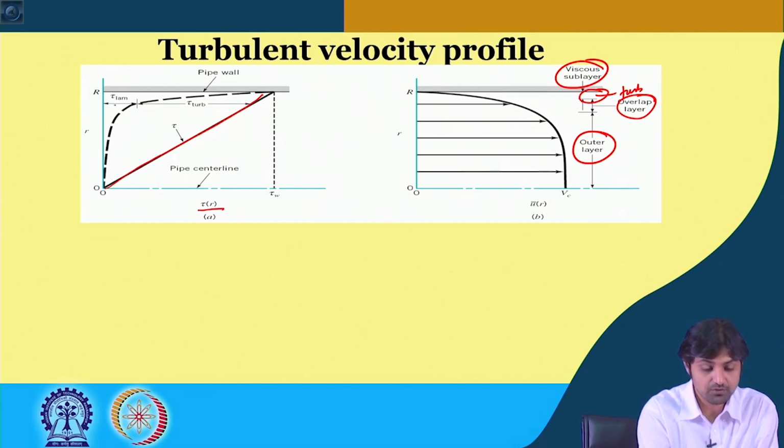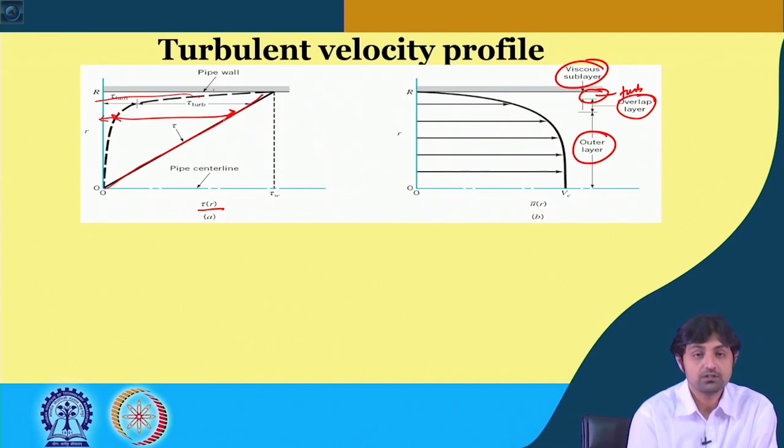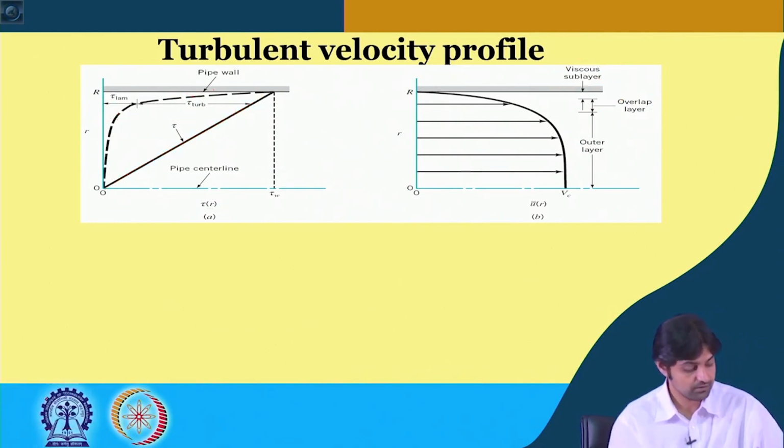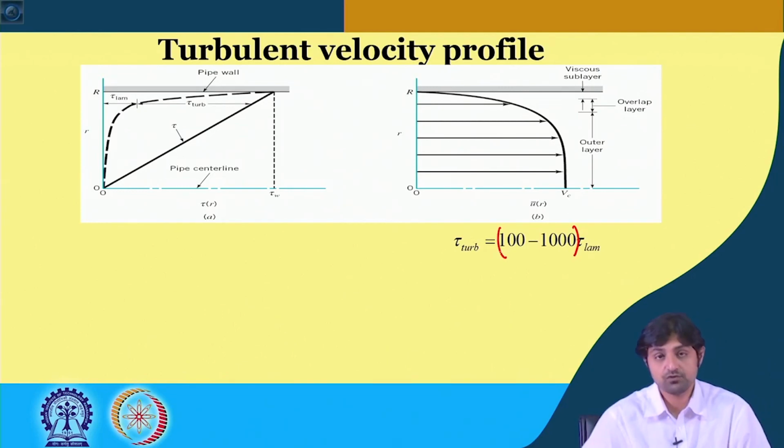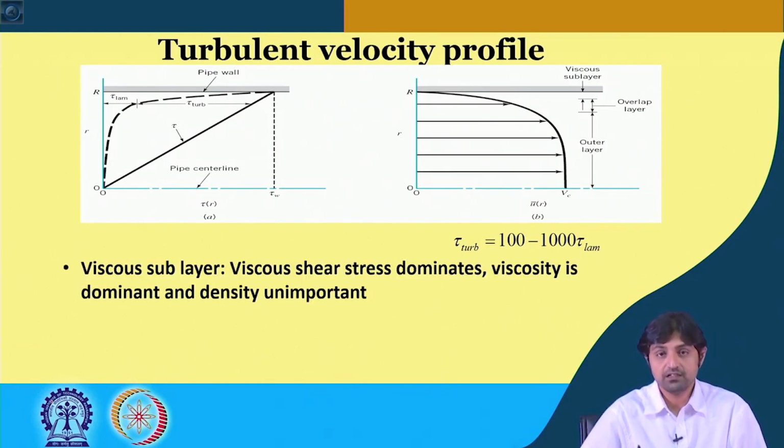Near the wall, the contribution of laminar flow is very high. But as soon as you move away from the wall, the laminar contribution compared to the turbulent contribution becomes less and less. Actually, we can write that shear stress due to turbulence is at least 100 to 1000 times the shear stress due to laminar. So, the laminar contribution is at least 100 to 1000 times less than the shear stress due to turbulence.